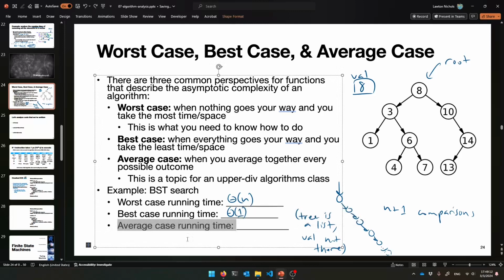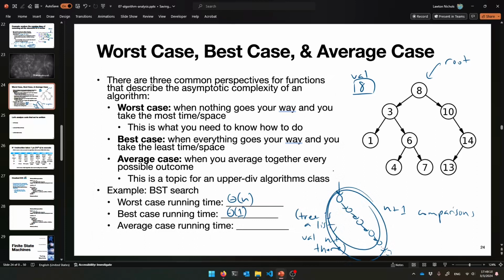And then we can talk about average. All right. So in the average case, you have a bunch of trees that look like this. You have a bunch of trees that look jumbled like this. On average, this is very hand wavy, but you'll talk about this more in an upper division algorithms class. But on average, a tree is kind of balanced, right?